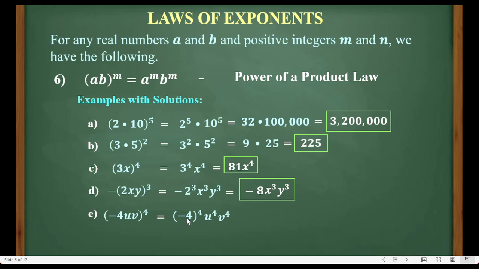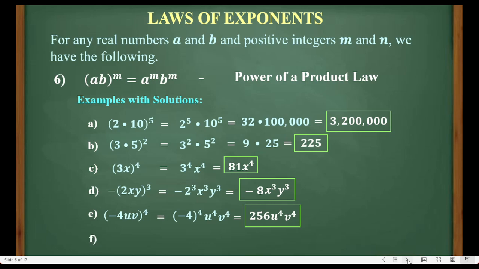Now, since the exponent of a negative quantity is even, if we evaluate quantity negative 4 to the fourth, it will give us a positive result, particularly 256, or positive 256. That is the equivalent of 4 to the fourth, followed by a to the fourth, b to the fourth, which is your answer.